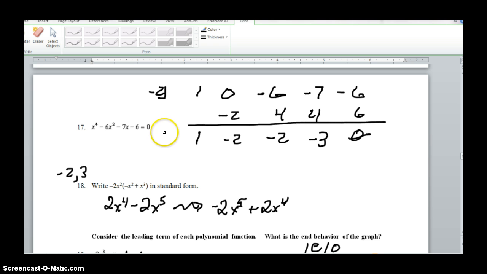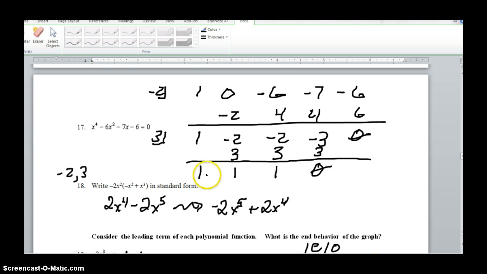Now let's go ahead and divide this again by 3 because that's our last divisor. And we're going to get the first one for free again. Multiply, then add, multiply, then add, multiply, then add. And yes, we get another 0 at the end. But remember, we started off with a quartic down to a cubic. Now we're at a quadratic.